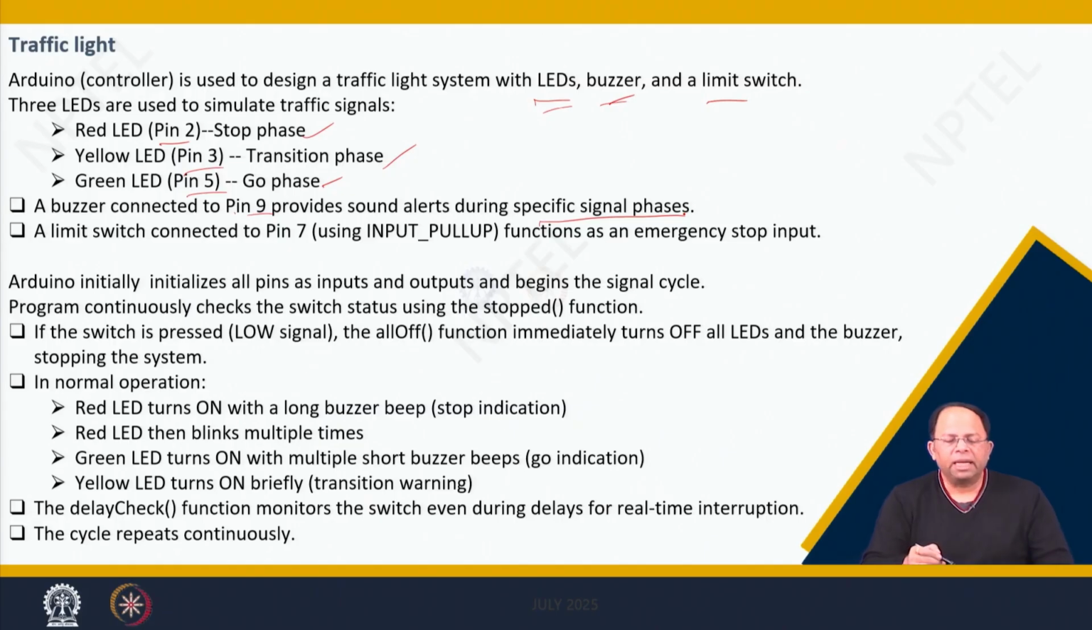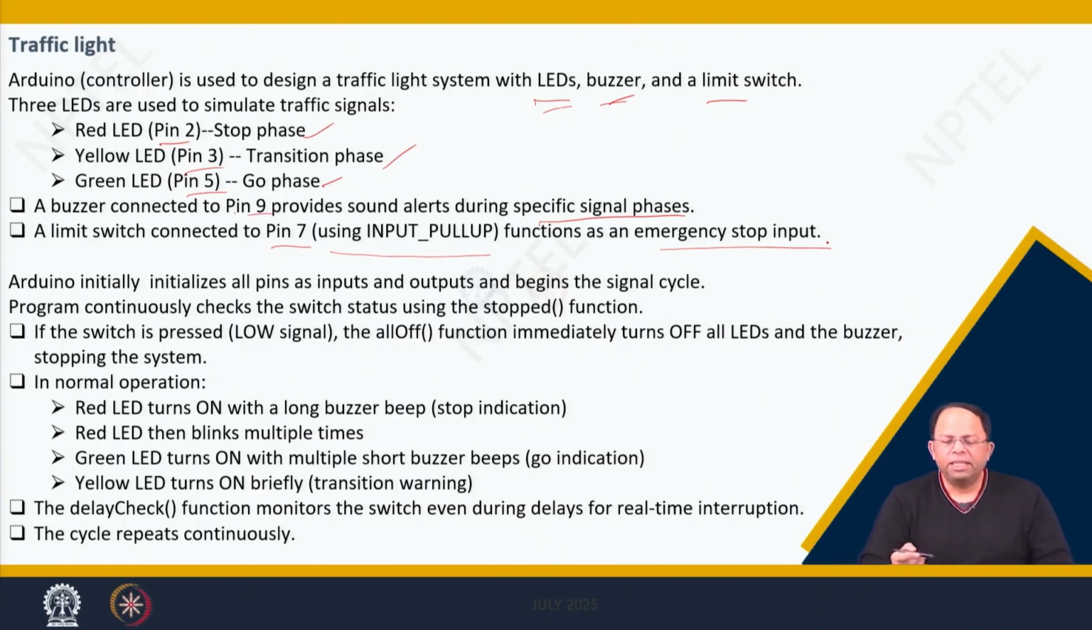A limit switch is connected to pin 7, for which we would also be writing a function, and it would be an emergency stop input. That means if I press the limit switch, the program will not run in the loop and it will stop. Now to make it happen, I have to write code in the program saying that if this is switched, if it is pressed, then the program should stop. That means it has to be monitored continuously whether this is being pressed or not, right? So that code I have to write. So I will show that.